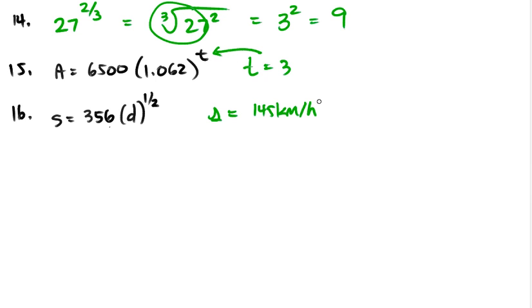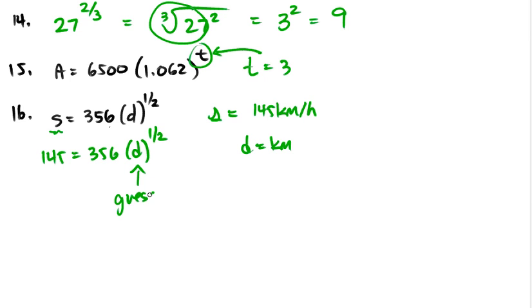It's a bit tricky because we've been substituting in for variables like in number 15, but now number 16 we're substituting in for this s value. It gives us a speed of 145, and we have to try to figure out what that depth is, and the depth says in there it's in kilometers. The only way that you can do this is guessing and checking. So start by putting some numbers in here. If the value is too high, once you take the square root and multiply it by 356, then try lower numbers. So guess and check is really your only solution to this one.